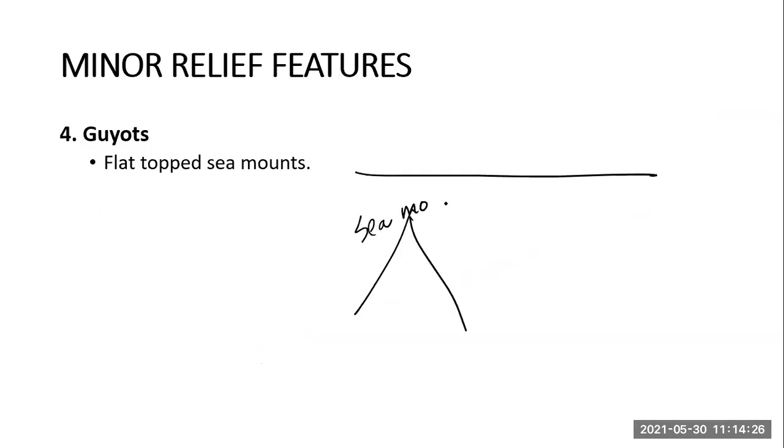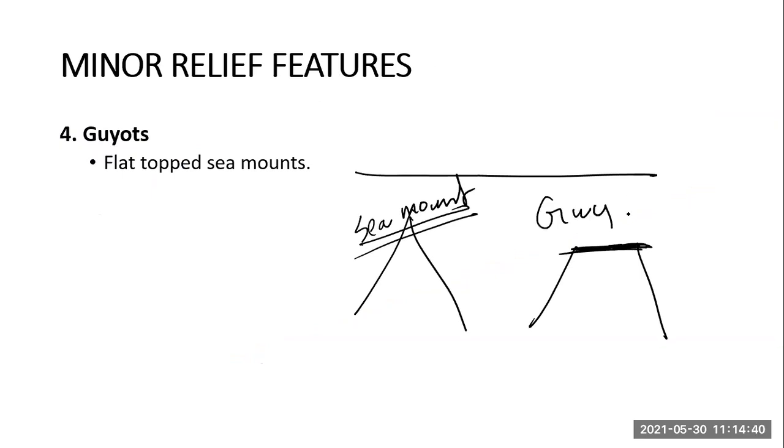Next one, a guyot. This is a peculiar kind of formation, a very rare formation. A flat-topped seamount is what we call a guyot. This was the picture of a seamount, you might remember. An underwater mountain, an underwater volcano, etc. is what we call a seamount. Similarly, in flat-topped seamounts, the topmost region is almost completely chopped off. Such formations are what we call a guyot.